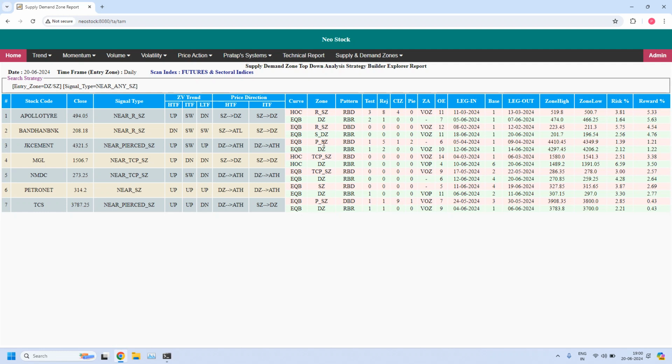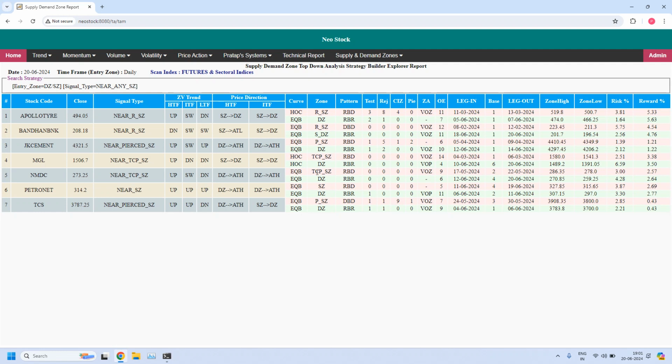Next one is MGL. MGL is having TCP_SZ. So it is a counter trend trade setup. But previously it was created a long time ago. Okay, fine.